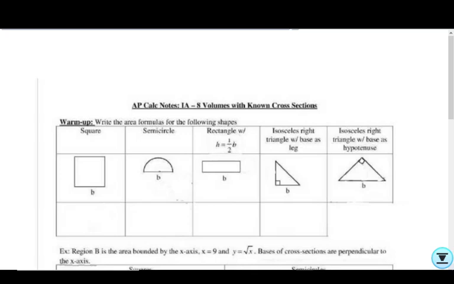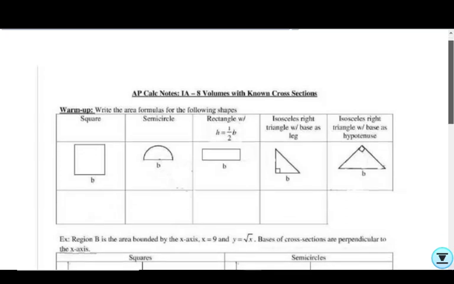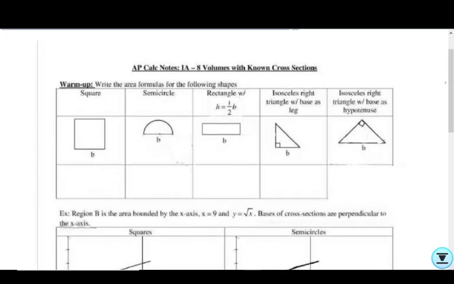Okay, so today we're going to be going over the cross-sectional volumes. But I want to start off by doing some setup work. The first part of this asks you to write the area formulas for the following shapes. So when we look at this square, the regular area equation is s squared. But for this specific shape, the area is going to be b squared, because the base of this square is b, and since it's a square all sides are the same, so b squared.